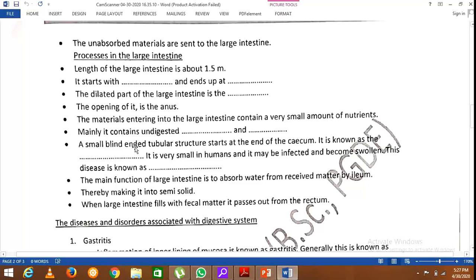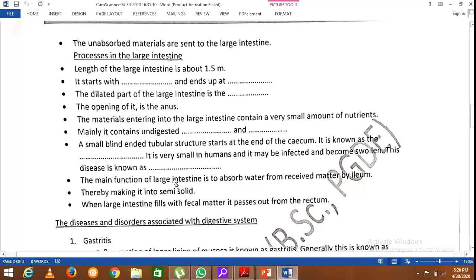A small blind-ended tubular structure starts at the end of the cecum, and it is known as the appendix, and it is very small in humans. It gets infected and becomes swollen in a certain disease, which we call appendicitis.